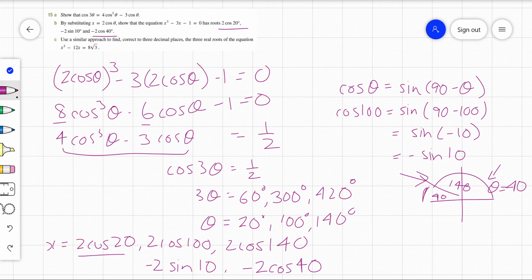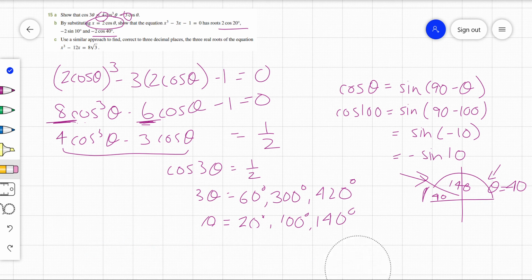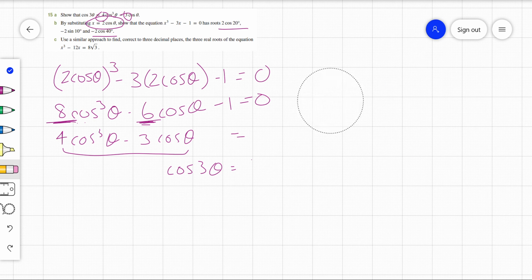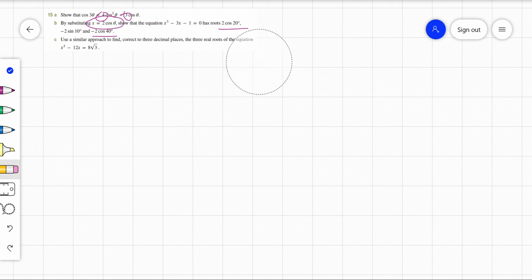So that's B. Now, you'll note when they told us what to sub in, it worked nicely because we got an 8 and a 6, which is in the same ratio as this 4 and this 3. So for the next question, we've got to be a bit careful of what we use to do our substitution, because we want that same ratio 4 to 3.